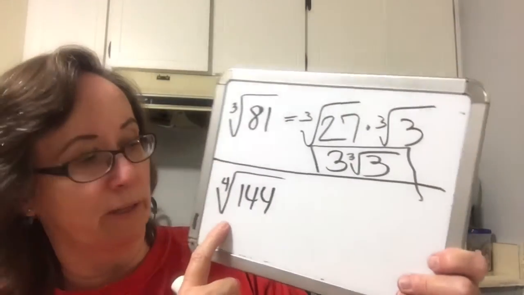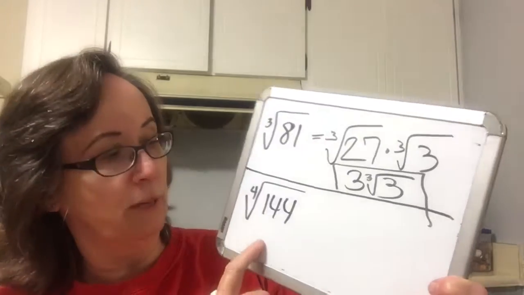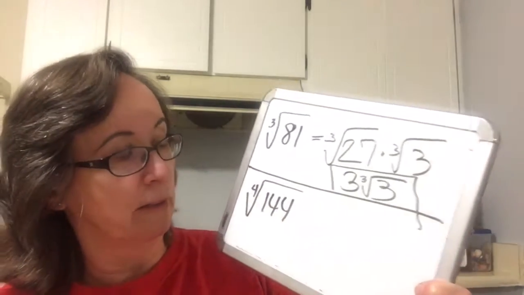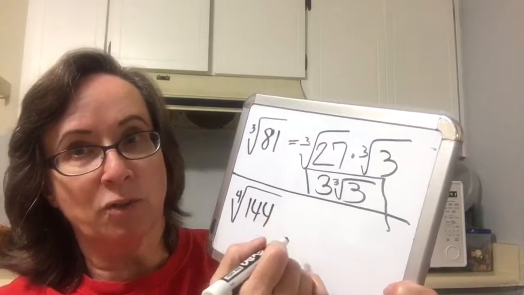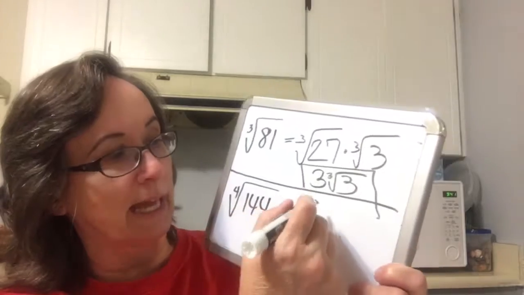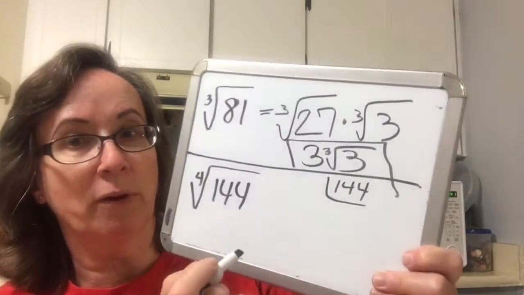The fourth root of 144. Okay, well then we know that 144 is 12 squared, but 12 is not a perfect square. So we're going to have a hard time with that. Let's go ahead and factor 144.